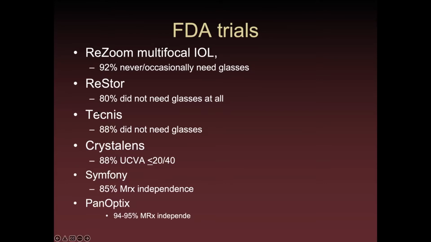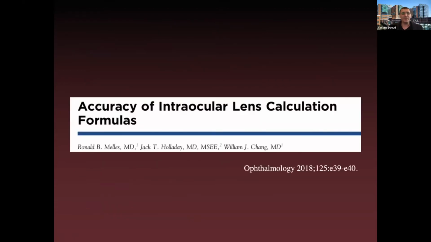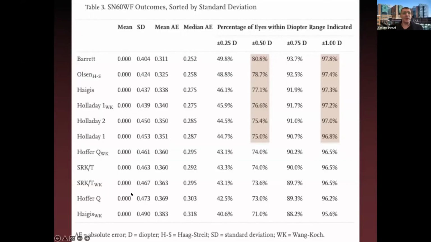So what you look at is the fact that many of these lenses, about 88%, did not need glasses. The Symphony, 85% independence of glasses. The PanOptix, about 94%. So there's really no 100% spectacle independence for many of these patients. Why is that? Well, number one, accuracy of intraocular lens calculation. The Barrett is performing really, really well. If you want somebody to be spectacle independent, you are looking at within 0.5 diopters, which is about 80% of the patients. But within 1 diopter is 97%, even in the best calculations that we have.